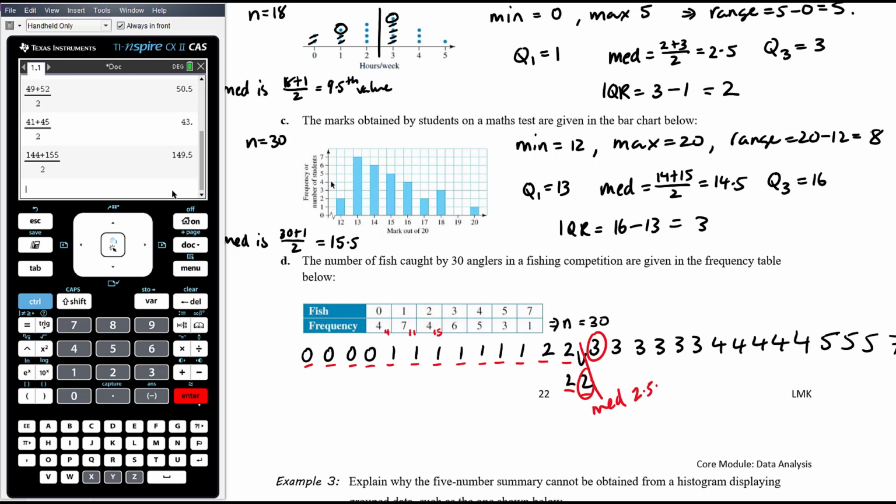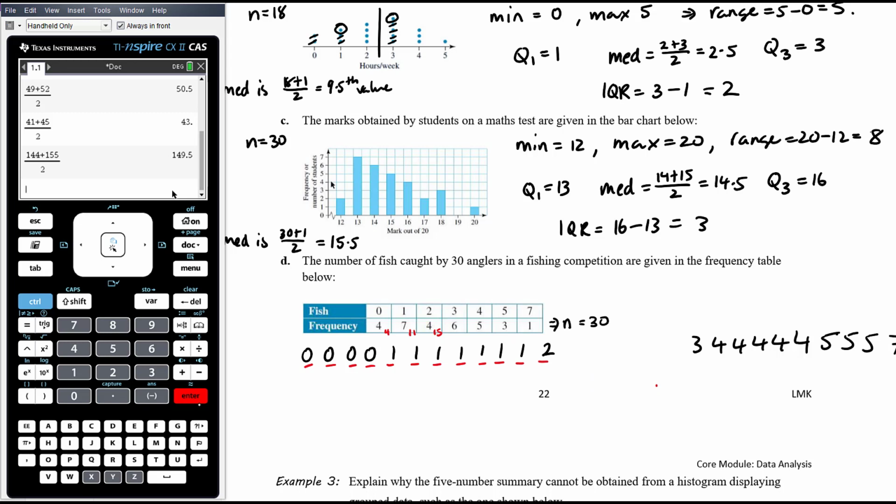So adding up the data, we can see that there are 15 pieces of data, there are 4 zeros, and then 11 ones, and then another 4 2's, and so the 15th piece of data is a 2, which means the 16th piece of data is in the next group, which is a 3, and so the median is between 2 and 3. Okay.